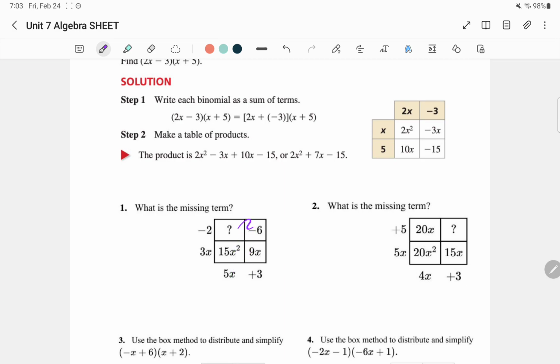So it's asking what's going to go in this box. What is -2 times 5x? And that's going to be -10x. So all you are doing is multiplying and putting it in the box.